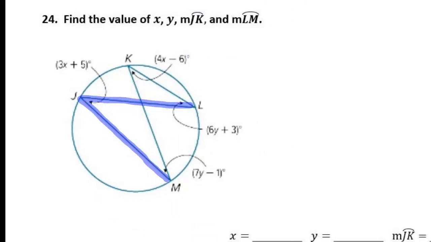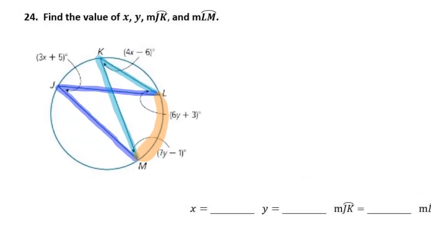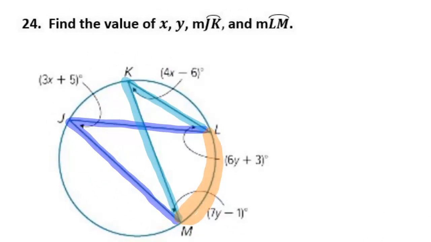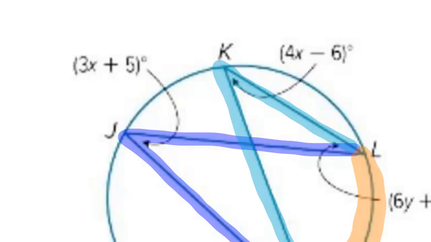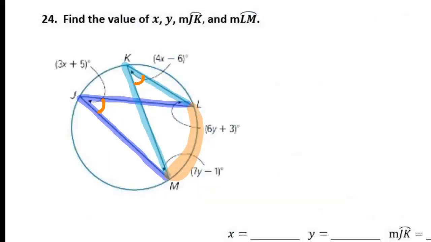Well, here is angle J, and here is angle K. And both of those angles are intercepting the same arc. They're both intercepting arc LM. These are both inscribed angles because their vertex, their point, is on the circle. It's on the crust of the circle. Because these two angles intercept the same arc, they are congruent to each other. So I'm going to mark them as congruent.